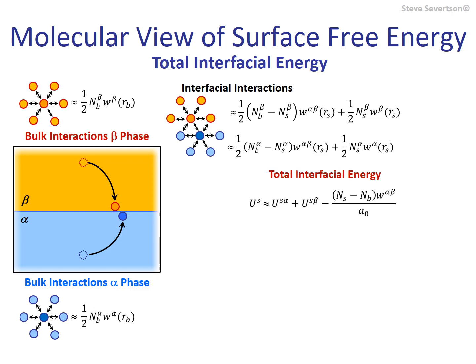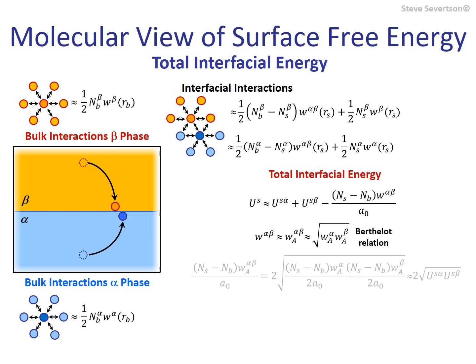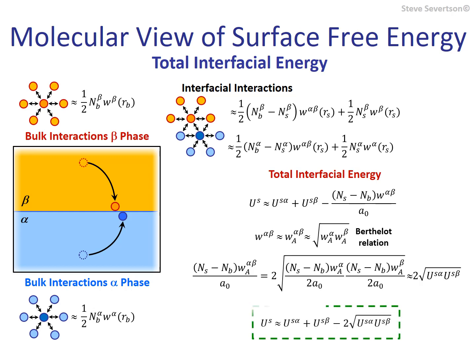The interaction energy between different molecular species is problematic. There is no physical property that can be used to predict this. To get around it, we make two assumptions. We assume that the total interaction energy is equal to the attractive energy, and that the interaction energy between different species is equal to the Berthelot relation. With these approximations, we can rearrange the equation for estimating the total interaction energy from the total surface energy of the pure phases composing the interface.